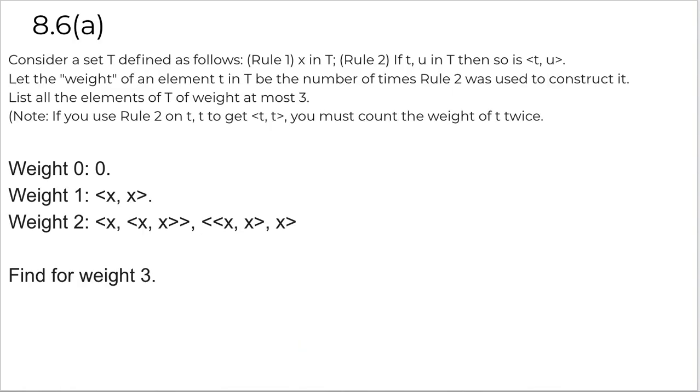So for the first question, you have to consider a set T defined by two rules: X is in T, and if (T, U) is in T, then so is (T, U). Let the weight of an element in T be the number of times rule 2 was used to construct it. List all the elements of T of weight at most 3, right?